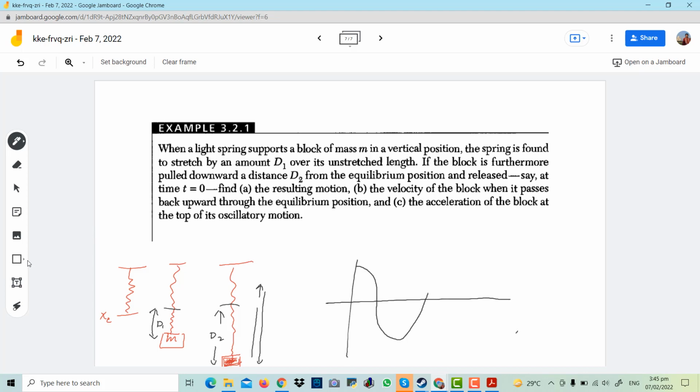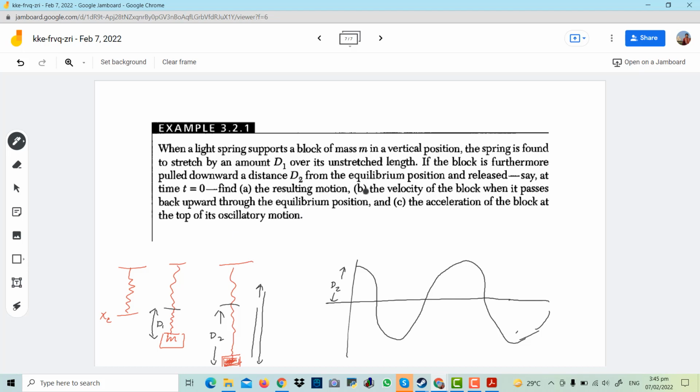At some amplitude of D2. Question is, what will be the resulting motion? Meaning, you will get the position or the displacement of your mass, the velocity of your mass, and the acceleration of your mass. That's for letter A. Part B is what will be the velocity of the block when it passes back upward through the equilibrium position, and next is the acceleration at the top of its oscillatory motion.